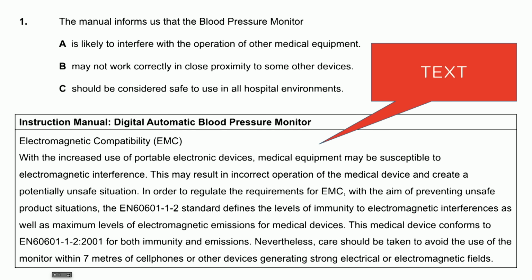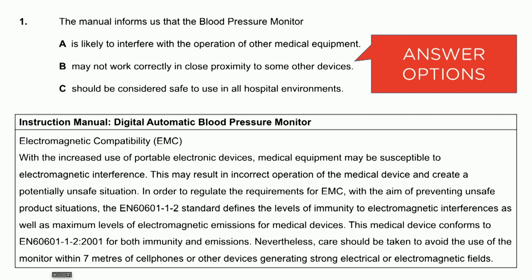So let me just show you what I mean. So you're going to get the little text here. It's quite short. It's about 150 words max, right? That's the text. Then you get the answer options here, A, B, and C. There'll only be 3 answer options. And then you get the question prompt.